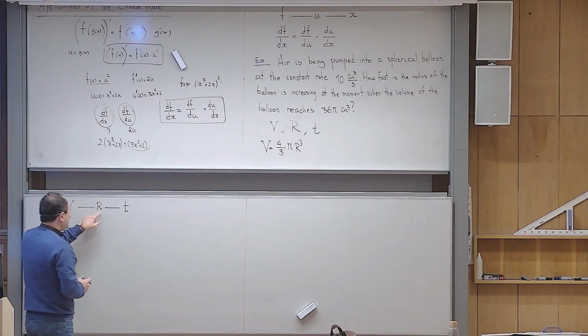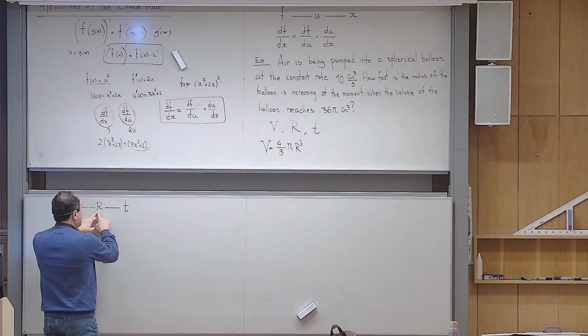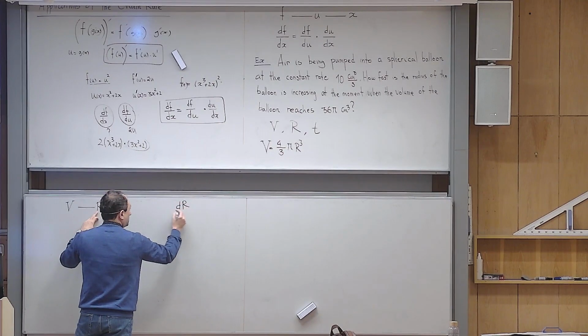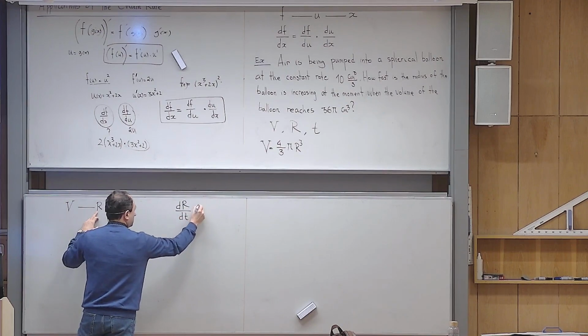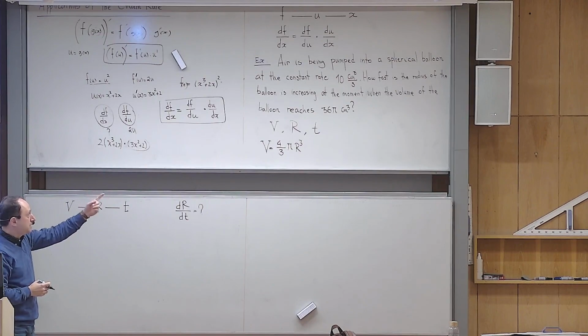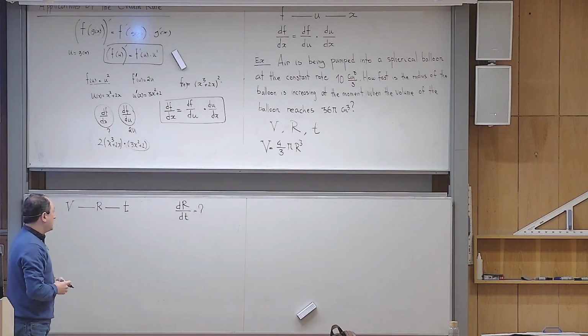Okay, but the question is that I want to calculate the rate at which the radius is changing. So what I am interested in is dr dt. Yes? This is the question: how fast is the radius of the balloon increasing? Okay. So what do I have?